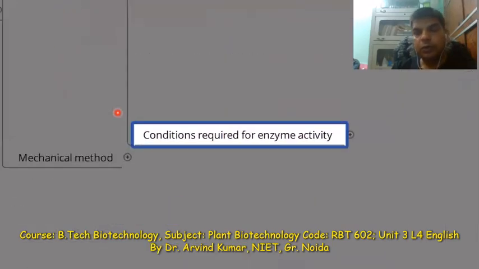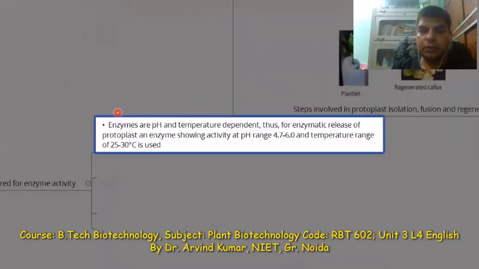Now, we should know that we are isolating protoplast using certain enzymes. If you are using enzymes, then conditions are very important because enzymes work only in certain conditions. So what conditions are required for enzyme activity? We should know that enzymes are pH and temperature dependent.